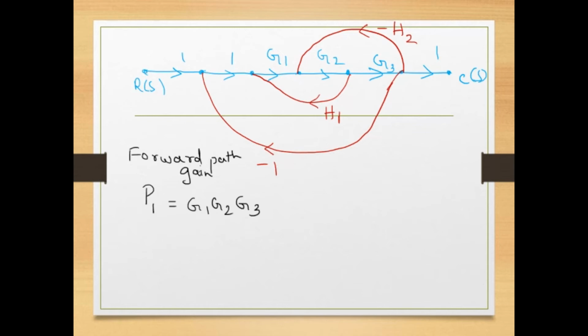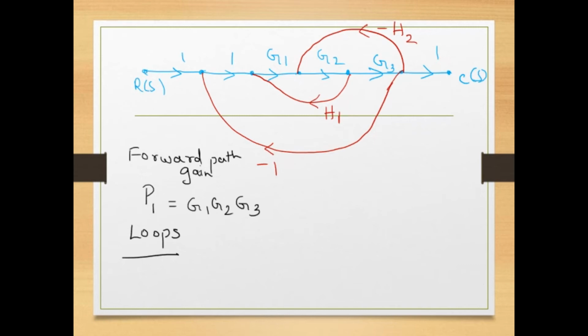Next, we'll go to identifying the loops. If you see, there are no self loops. What is meant by a self loop? A loop or a branch which starts and ends at the same node. We don't have any such loops here. Next we'll identify the individual loops. A loop has to start from a node and end at the same node. It can have any number of branches.